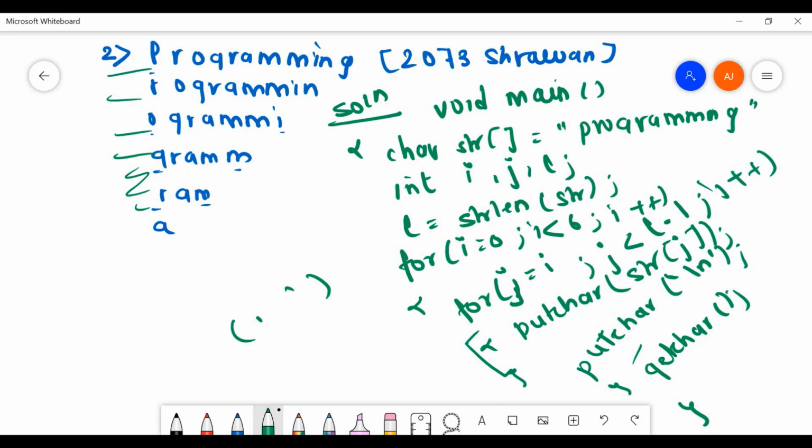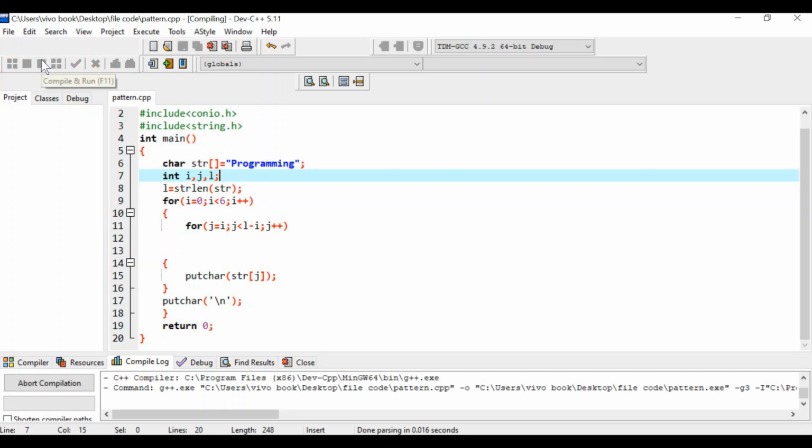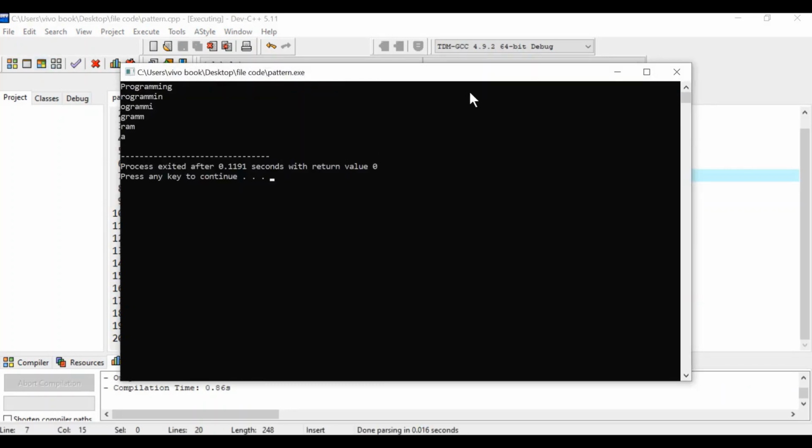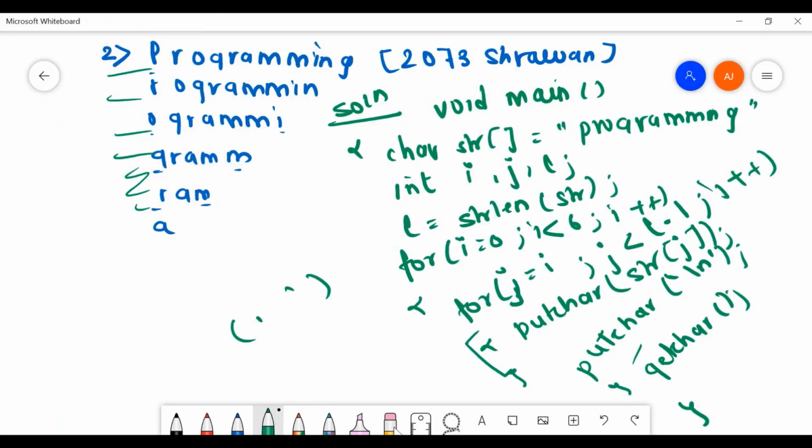Sorry, it went like this. I have even solved this program in my own system. You can see this is the program: int main, char str programming, strlen. If I run this, you can see you'll get this pattern. Fine. So this is all about question number 2.